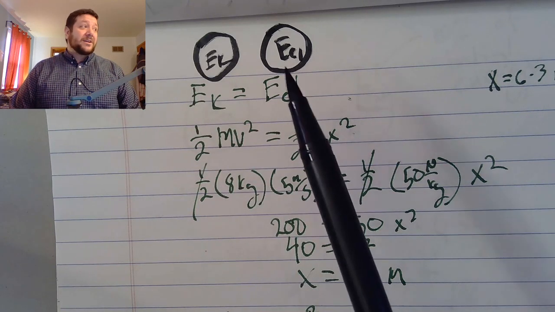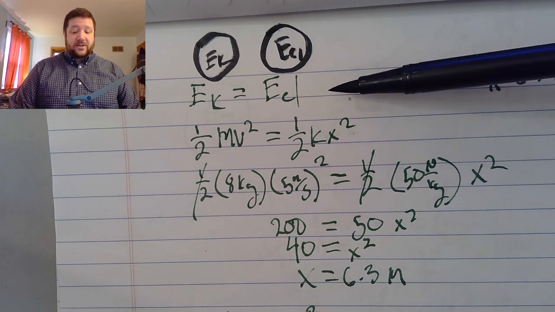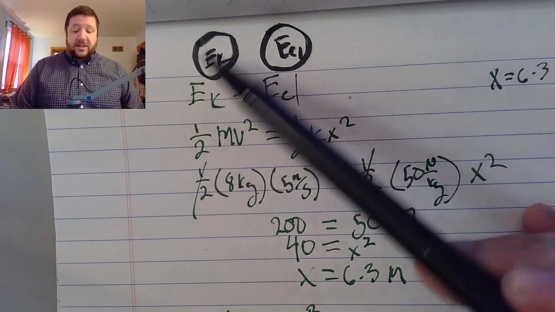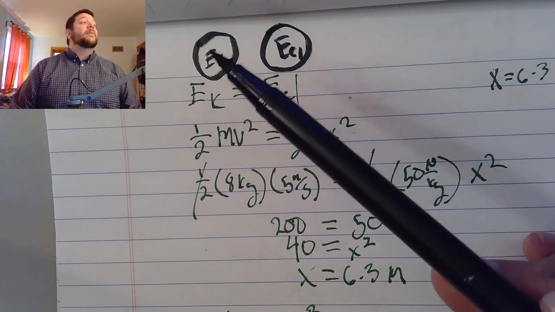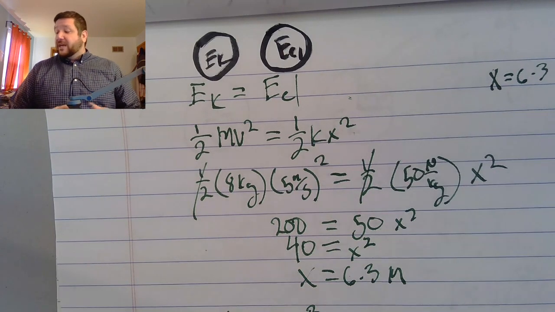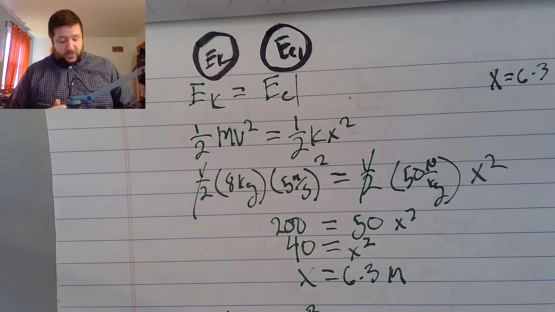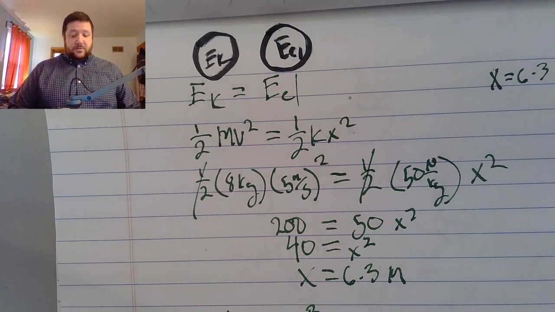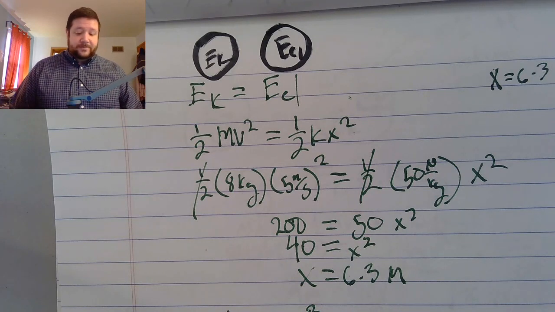The first thing I noticed is that students either didn't have the right bar or pie charts, or they had the right pie charts, but then couldn't convert it into an equation. So with these, you're going to take the pie chart on the left and everything that's in that pie chart, and then set that equal to the pie chart on the right and everything that's in that pie chart. So in this case, EK is equal to EEL. How fast it's moving, the energy stored in the motion, is going to be equal to its elastic potential energy.